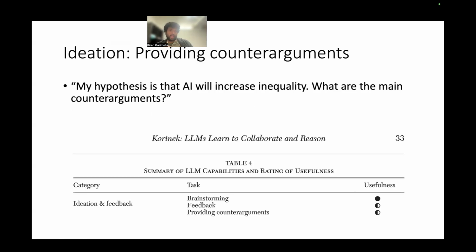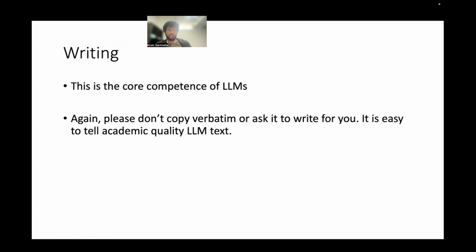And so this is the table. This is in that paper, LLMs Learn to Collaborate and Reason by Professor Korinek. And you can see here, for ideation and feedback, they're using it for three tasks: brainstorming, feedback, and counter arguments. The fuller the black circle is, the more useful it is. Brainstorming, it's really useful. For feedback and providing counter arguments, it's maybe half and half, like hit and miss. Sometimes it works, sometimes it doesn't.